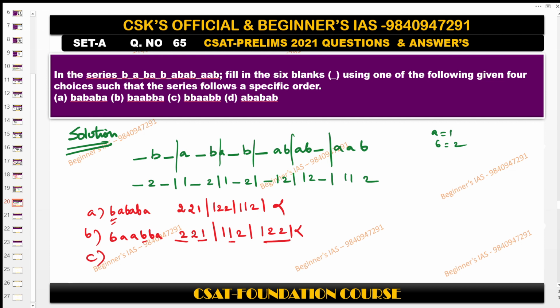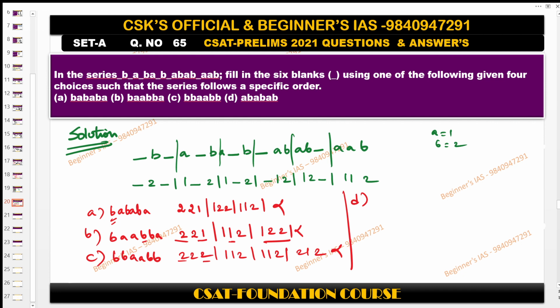Go with C. B B A A B B. B B means 2 2 2. A means 1 1 2 1 1 2. Okay, this is also not possible. Now let us check here. Since here 2 1 2, not possible. It is not following any pattern.